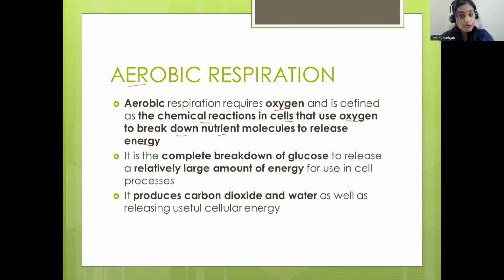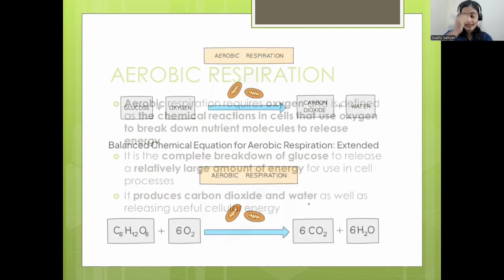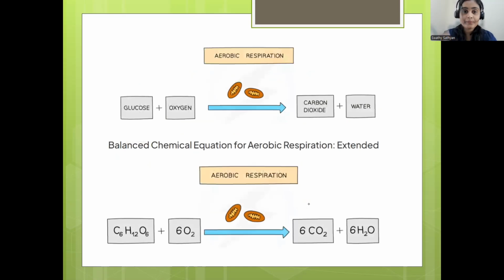So complete breakdown of glucose will happen in aerobic respiration. With the help of oxygen, glucose can break down completely and a large amount of energy will get produced. It also produces carbon dioxide as well as water. Now let's see the reaction of aerobic respiration.